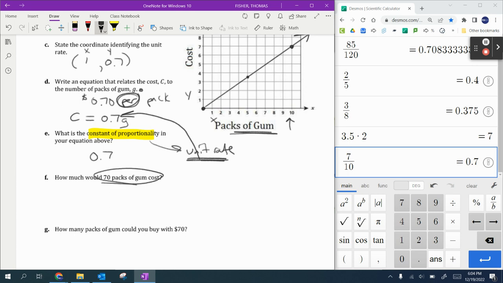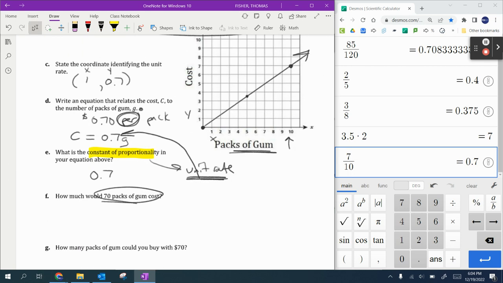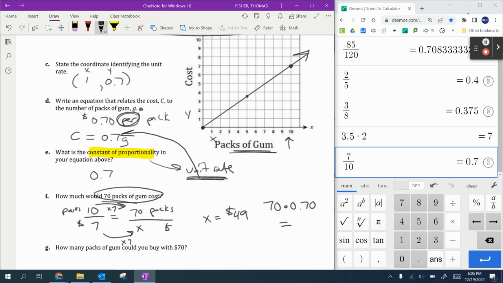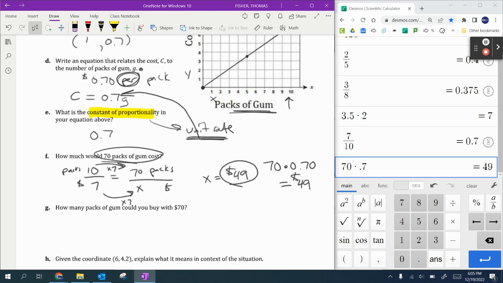For 70 packs of gum, there's different ways you can do this. If I know that 10 packs cost $7, I could use that. So 10 packs, $7, and go to 70 by making a proportion here. This would be writing and solving a proportion. Times 7, times 7. So X would be $49. Or we could do 70 times the unit rate, because each one is 70 cents, and 70 times 0.7 is $49. Either way, you get $49 for the cost of 70 packs, which is a different answer from part G.